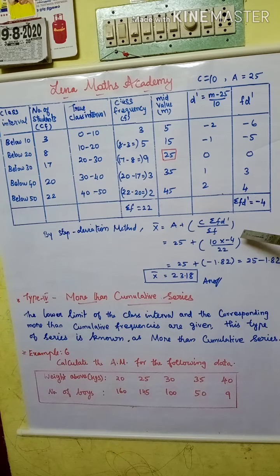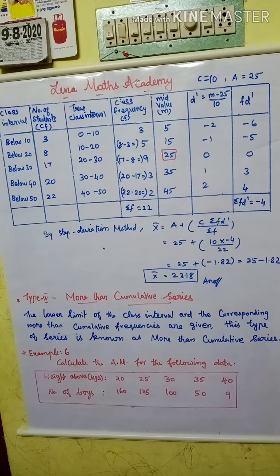So x bar equals a plus summation f d dash into c divided by summation f. A value is 25, c is 10, summation f d dash from the table is minus 4, divided by summation f, 22. After simplifying we get minus 1.82. So 25 minus 1.82 gives 23.18. So x bar is 23.18.